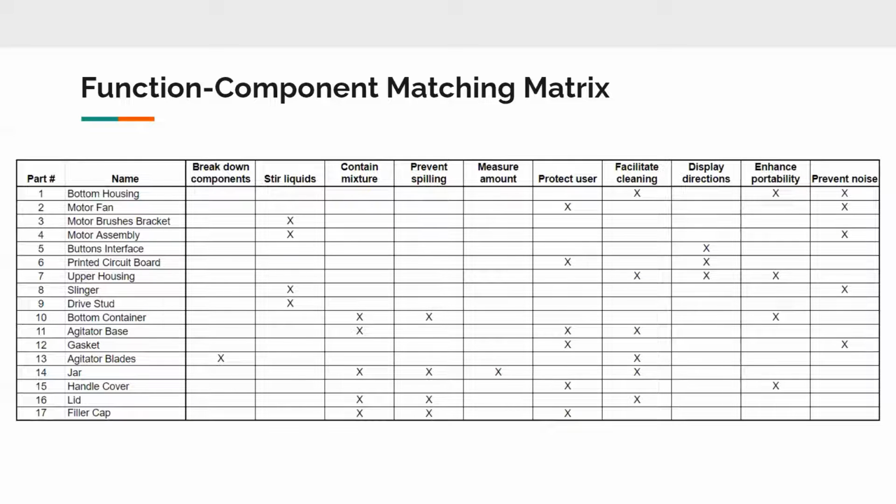Here's our function component mapping matrix. You can see each function is taken from the FAST diagram and listed against each component in the assembly. Each component has a function that is mapped to, and note there is no function that is mapped by more than 40% of the components in accordance with the DfM guidelines established in LACTIC.